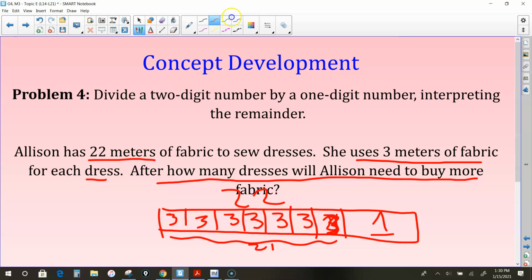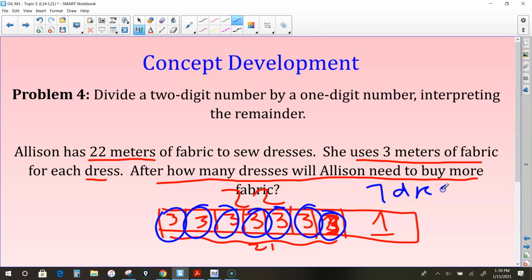So I see that she can make 1, 2, 3, 4, 5, 6, 7 dresses, so she would make 7 dresses, and then she would have 1 meter of fabric left over. So when the question says after how many dresses will she have to buy more fabric, it would be after dress number 7. She would have to buy more fabric to be able to make more dresses because she only has 1 meter left.